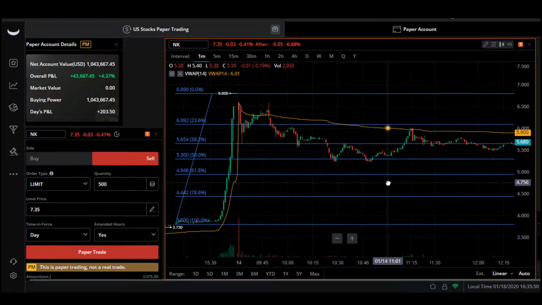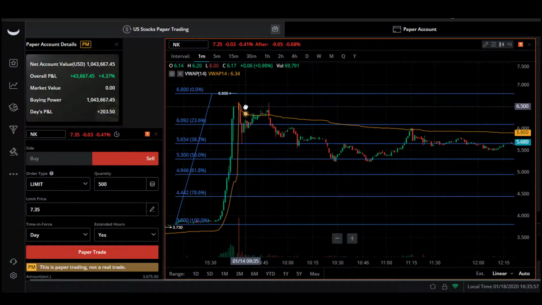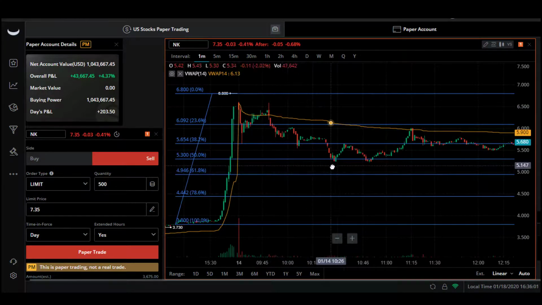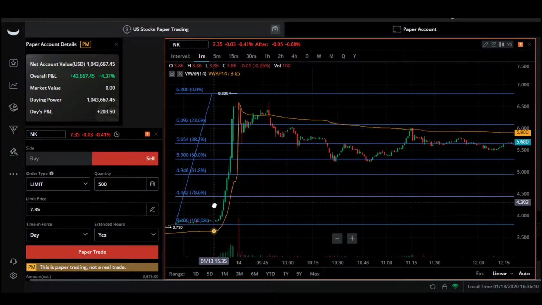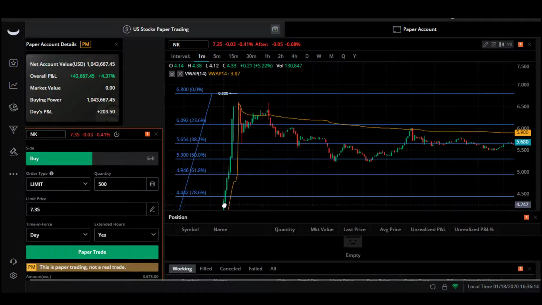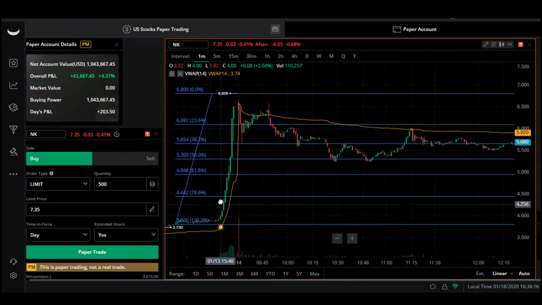So that's shorting the stocks. You'll buy it up here. I'm sorry, you'll sell it up here and you'll buy it back down here. Now going long on a stock, if you were watching this stock and you thought, yes, here is a good point to get in, you would buy it here and then sell it somewhere up here. So that's going long on a trade.